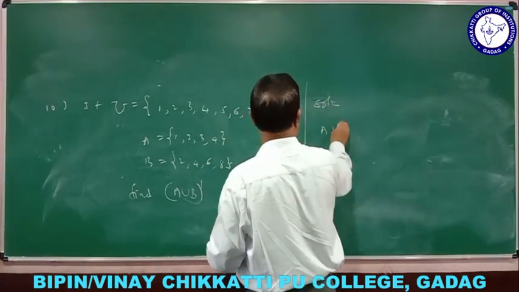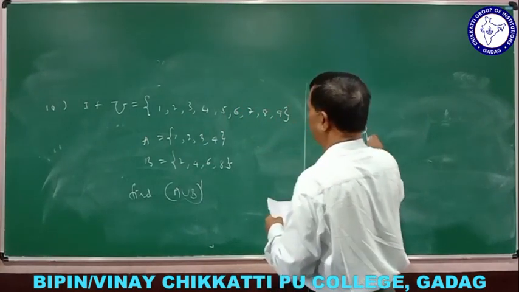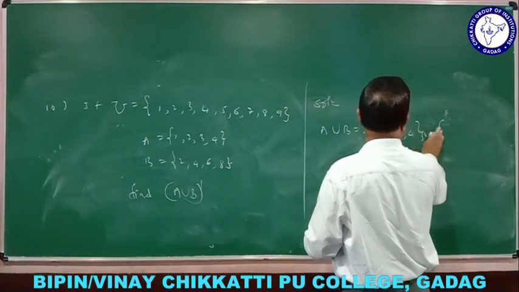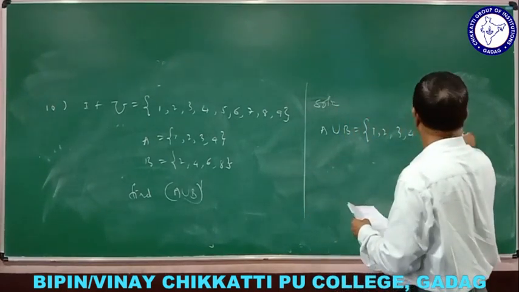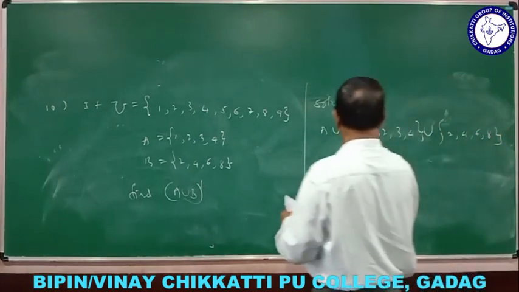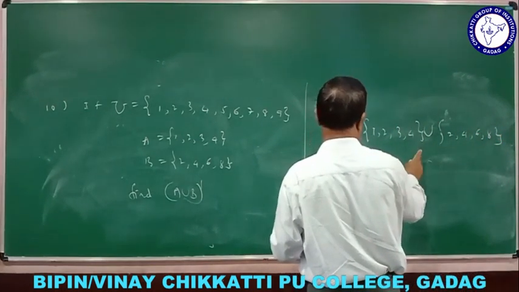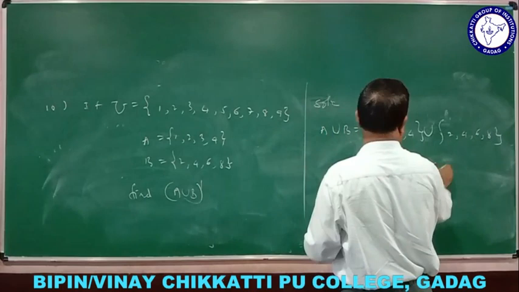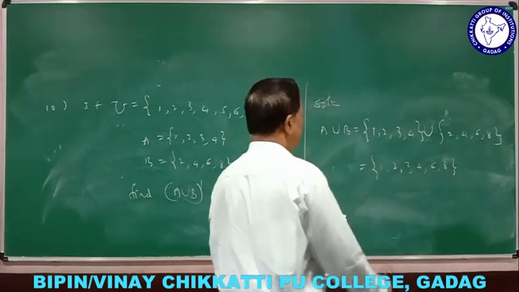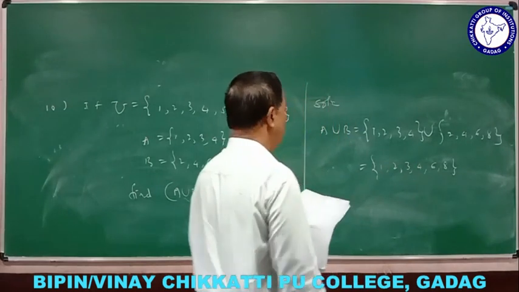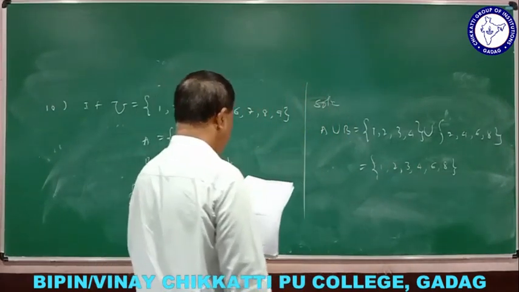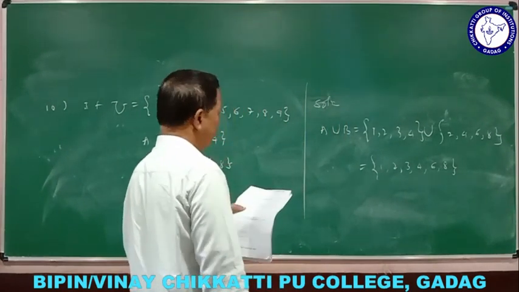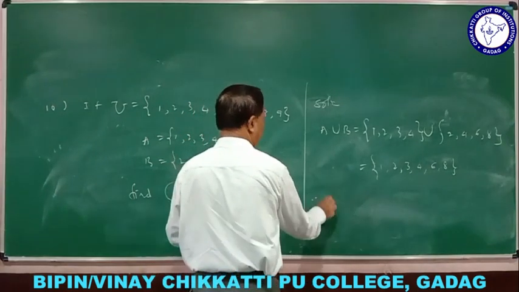First we find A union B. A is 1, 2, 3, 4, union B, which is 2, 4, 6, 8. Union means all the elements, repeated ones not permitted: 1, 2, 3, 4, 6, 8. Look, all these elements we have taken here, and accordingly you can write the answer.